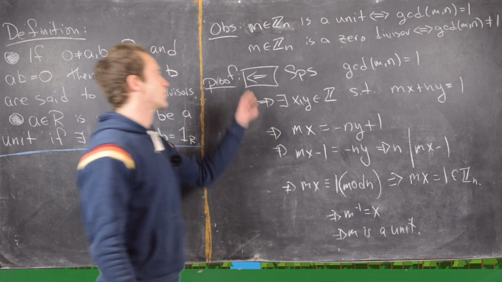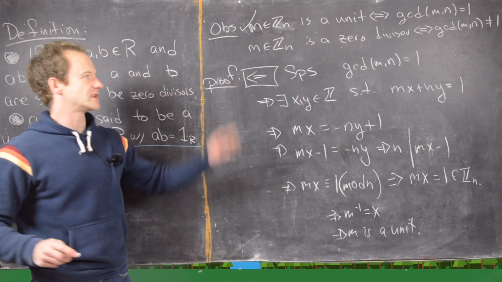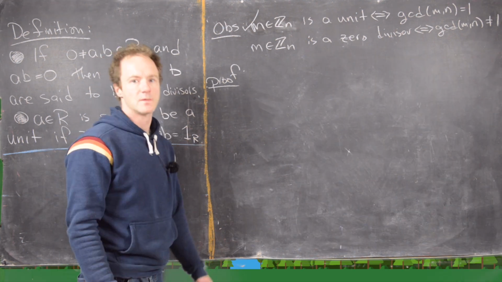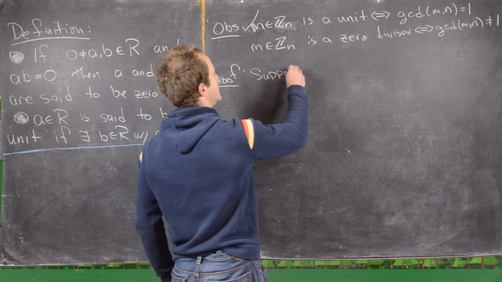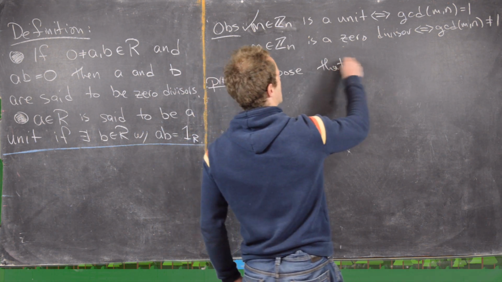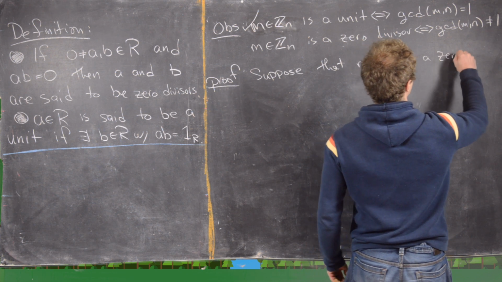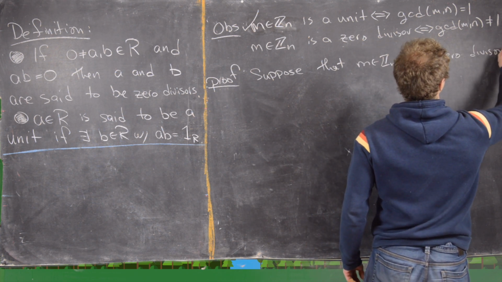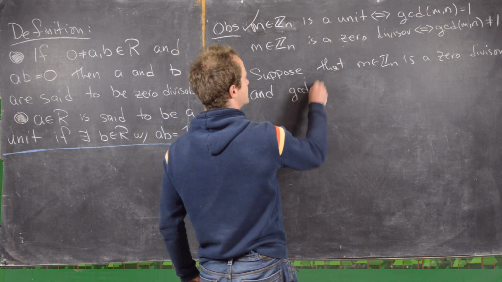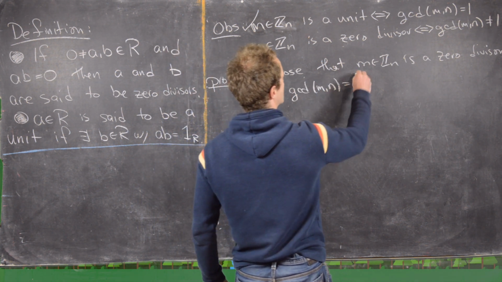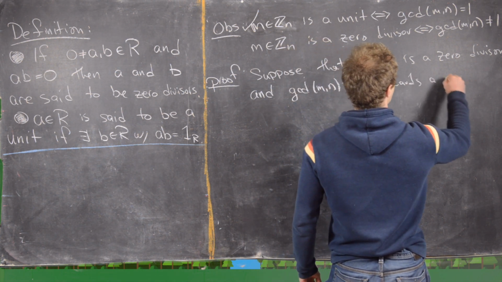Okay, so we've proved both directions of this first claim. Now let's move on to the second one. Okay, so now let's look at the second claim. So we're going to suppose that m in Zn is a zero divisor, and that the GCD of m and n equals 1. So in other words, we're working towards a contradiction.